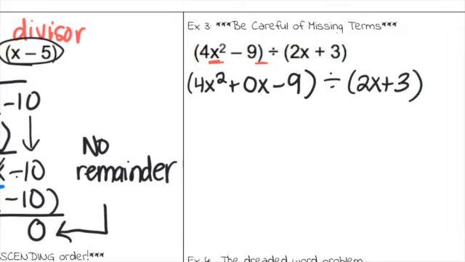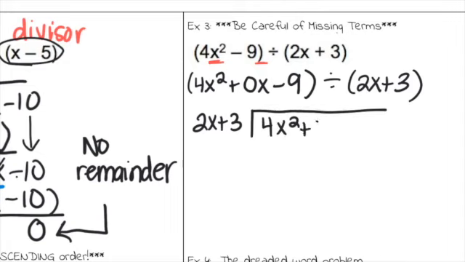Okay. So I have 2x plus 3 as my divisor, and then I have 4x squared plus 0x minus 9. All right, so what do I need to multiply 2x by to give me 4x squared? That's going to be 2x. And I'm going to distribute that. So 2x times 2x is 4x squared. 2x times 3 is going to be 6x.